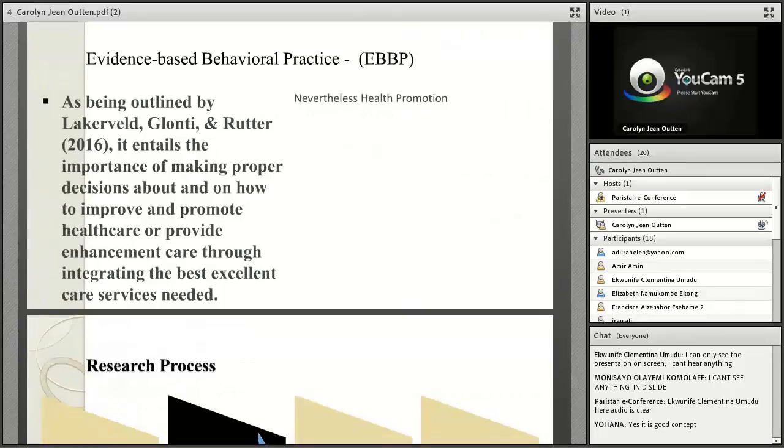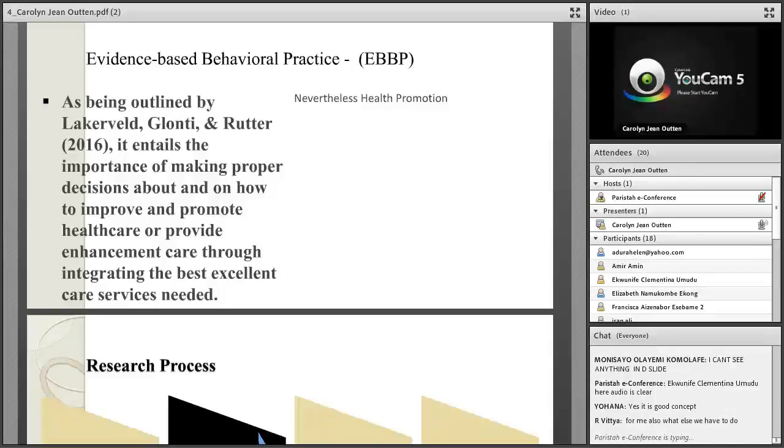As outlined by Lackerville, Glunty, and Rutter 2016, it entails the importance of making proper decisions on how to improve and promote health care or provide enhancement care through integrating the best excellent care services needed.